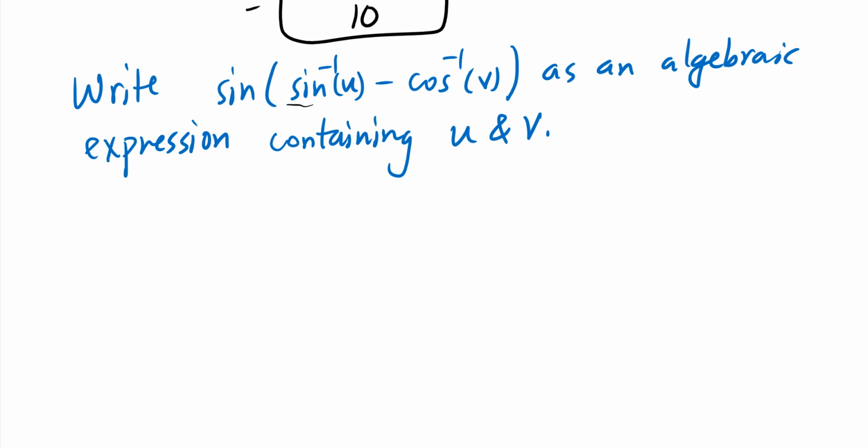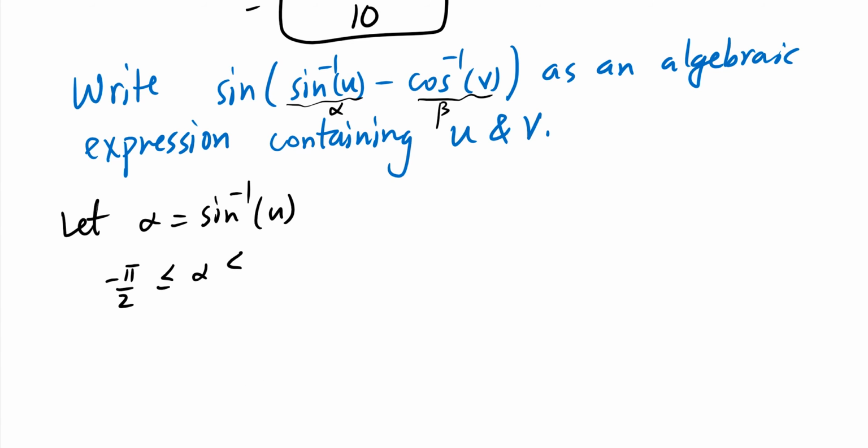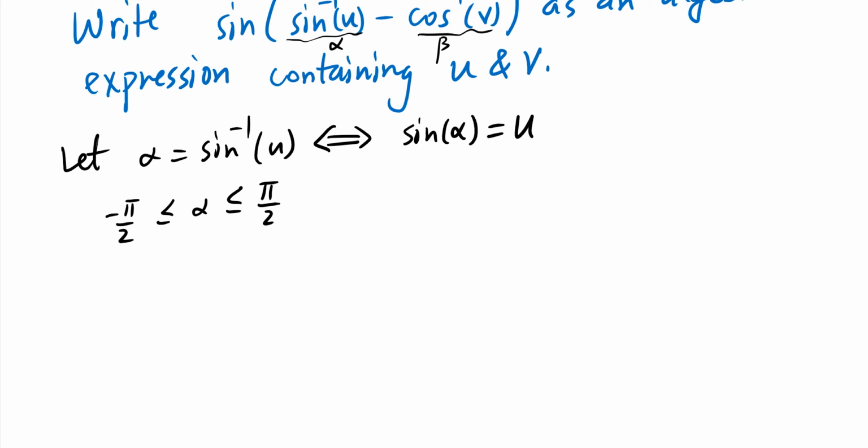To do that, as we did in the previous one, I assume this is alpha and this is beta. So let alpha equal sine inverse of u. What is alpha here as a restriction? Negative pi over 2 to pi over 2. And this arrow means equivalent to saying sine alpha equals u by the definition. Notice u here is from negative 1 to 1 because it's sine. Sine goes always between negative 1 and 1.